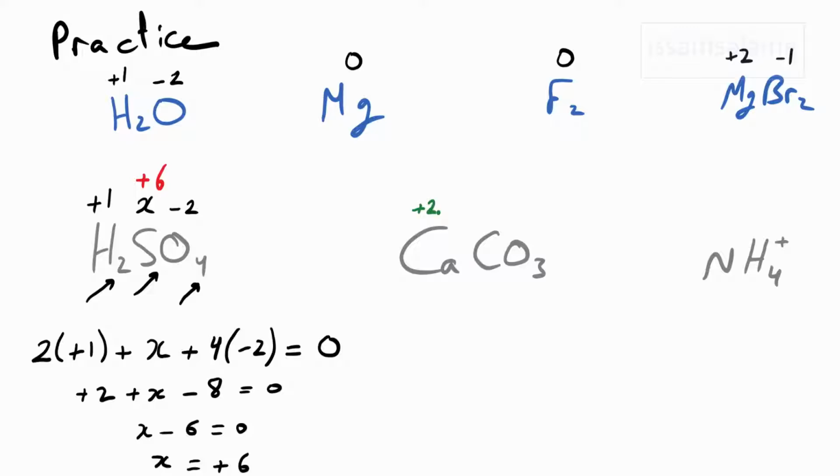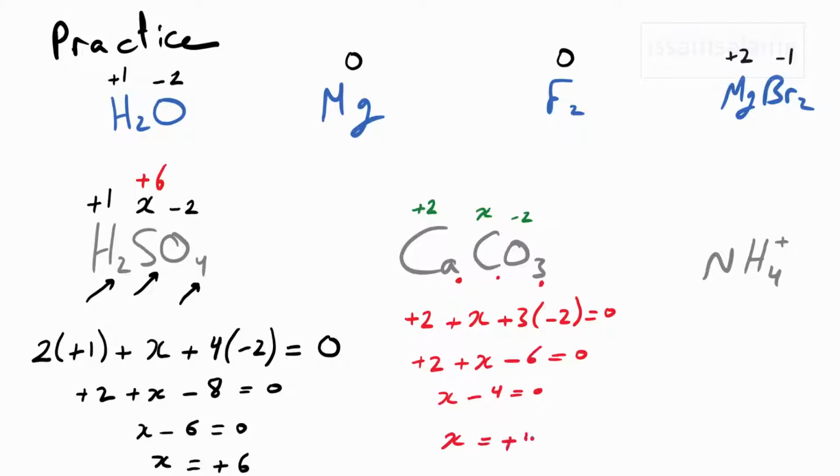Calcium carbonate, calcium is +2 since it's in group 2. Oxygen is always -2 and carbon is X. We add the oxidation numbers multiplied by the subscripts. Calcium is +2 with the subscript 1. Carbon is also subscript 1. And oxygen, we multiply 3 by -2. All of them are equal to 0. And we do the math, we find X equal to +4.